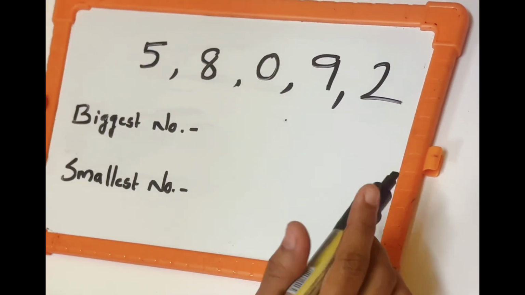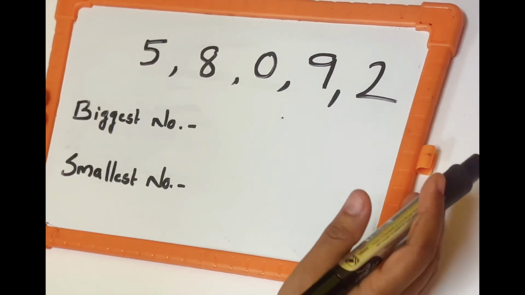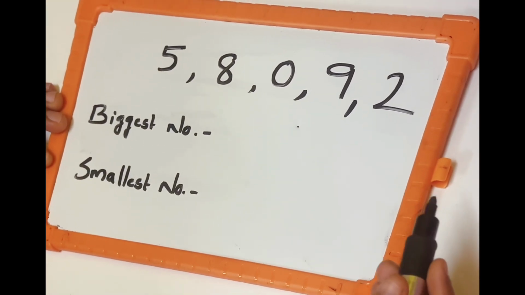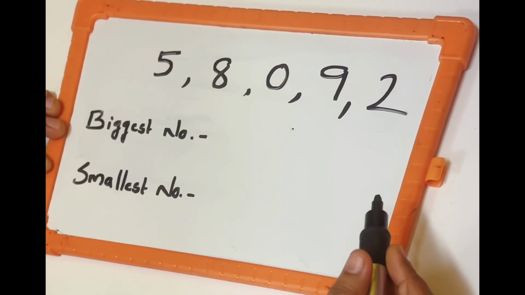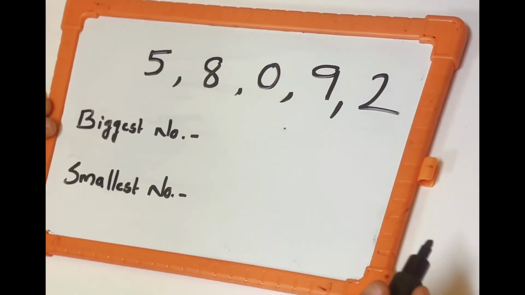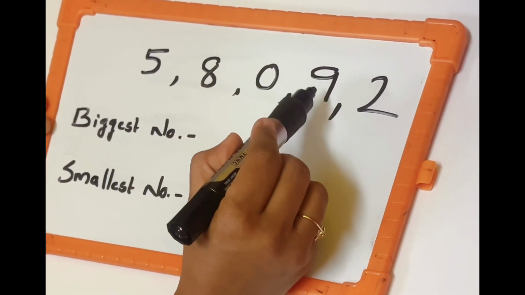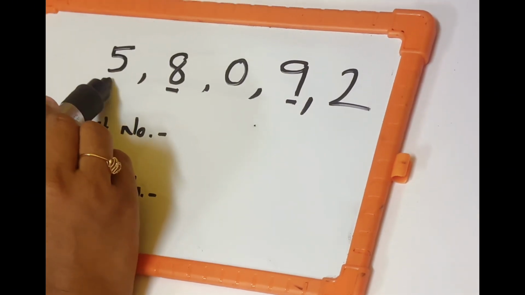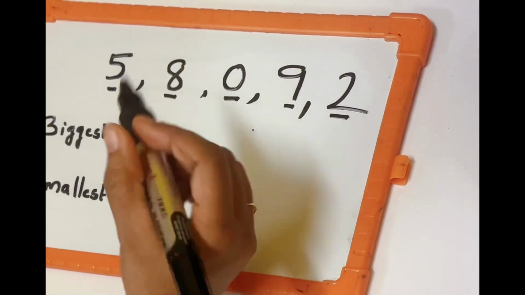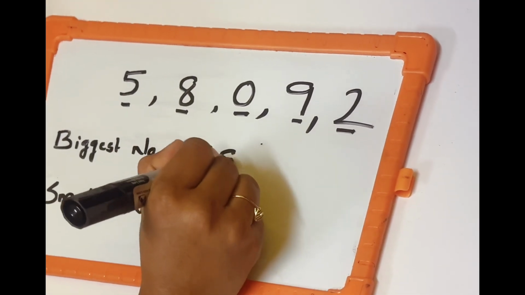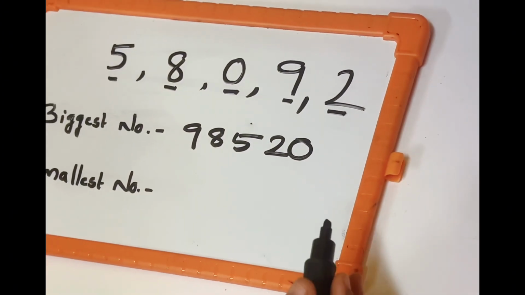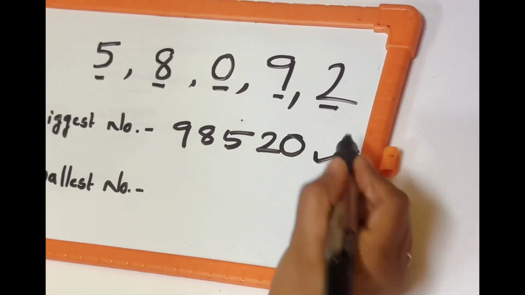Another example, 58092. So first we have to find the biggest number. For that we have to arrange the digits in descending order, from highest to lowest. Which is the highest number here? 9 is highest, then 8, then 5, then 2, then 0. So 9, 8, 5, 2, 0. So this is the biggest number.